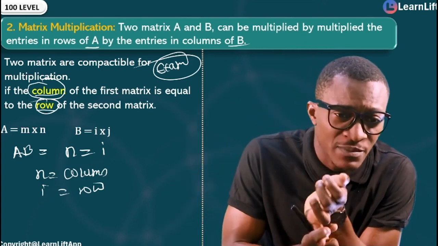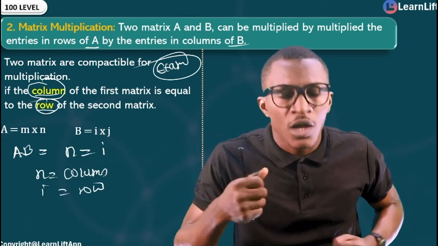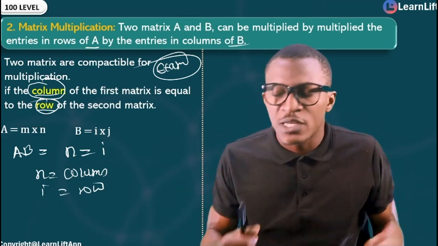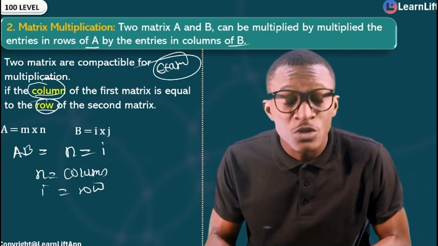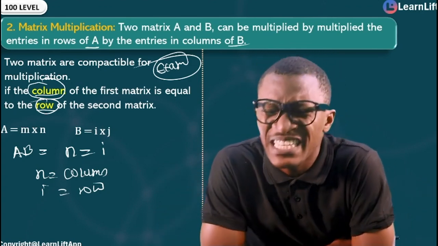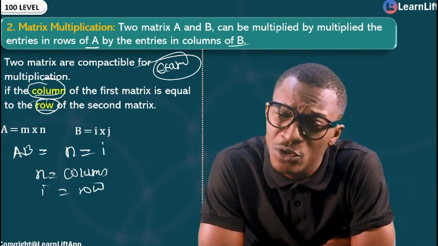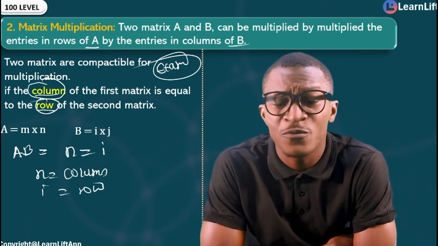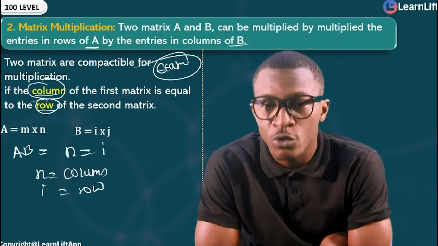The column of the first matrix must be equal to the row of the second matrix. I beg, this is the exam question. Should I kneel down? I've been teaching for years. The column of the first matrix must be equal to the row of the second matrix.